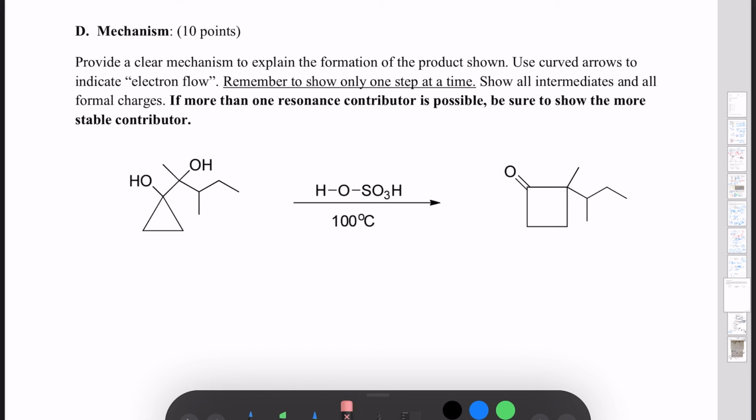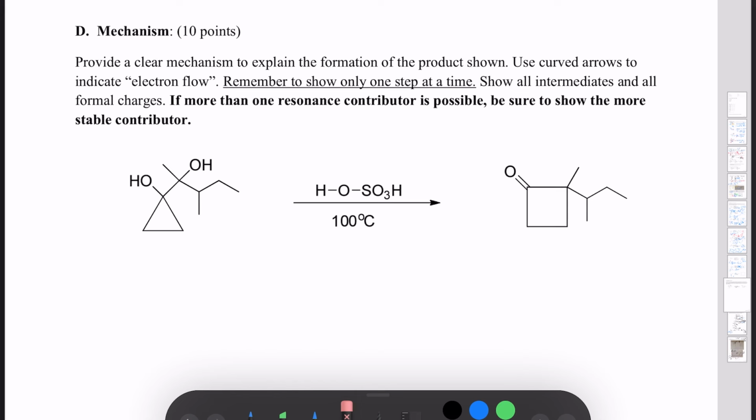When we look at the final product, we see that it is a ring composed of 4 atoms. When we look at the initial reagent, it is a ring composed of 3 carbon atoms. So the only way to get from 3 to 4 carbon atoms, a 4 carbon membered ring, is through a ring expansion reaction. And that means forming a carbocation at a carbon adjacent to the ring.